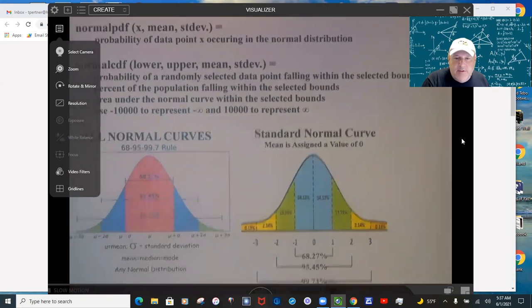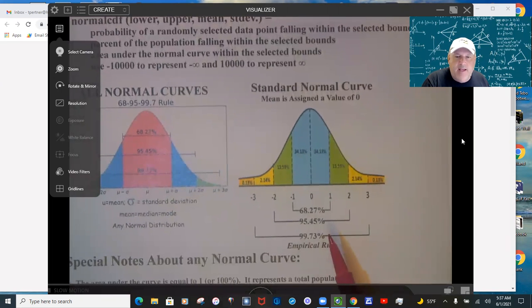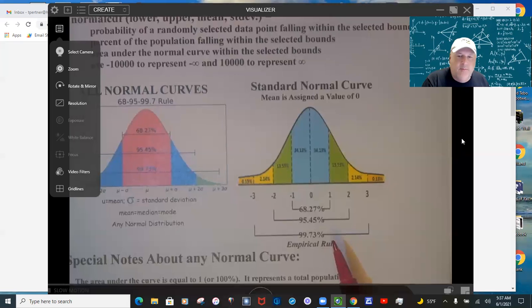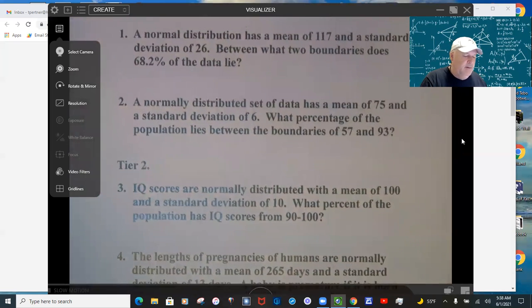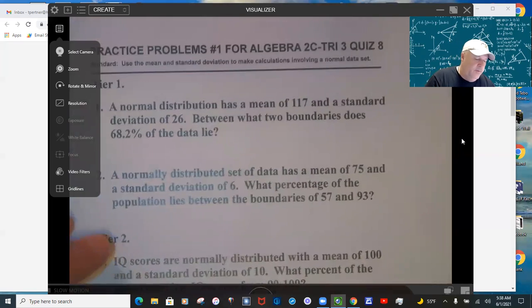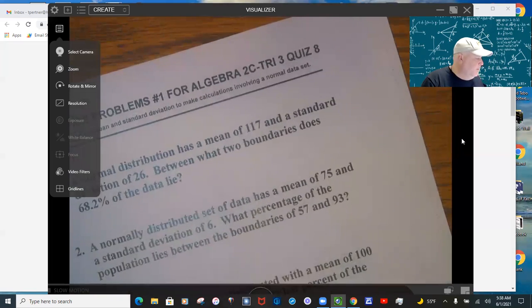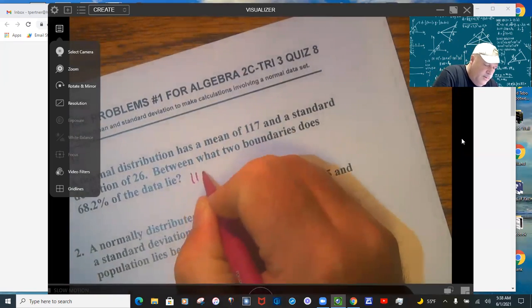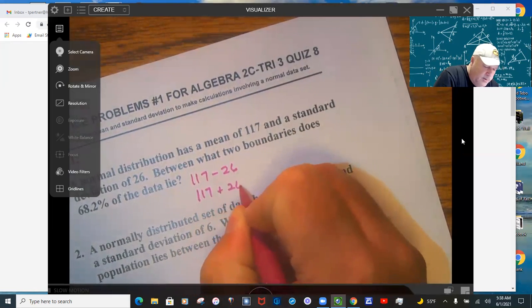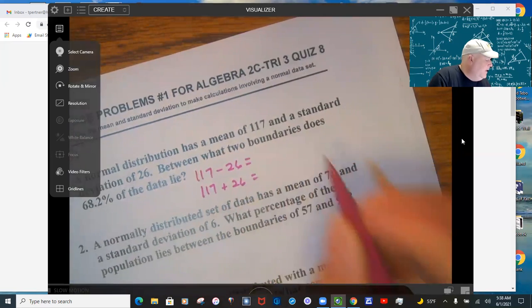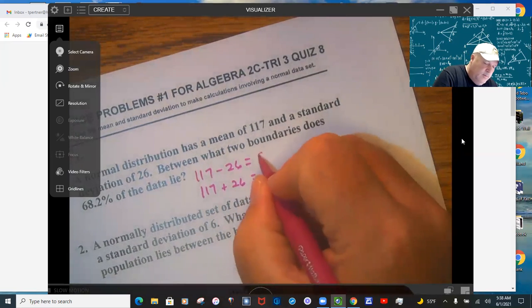So if you're given the percentage, that tells you how many times to add and subtract the standard deviation from the mean. If you're given the boundaries, then you have to figure out how many times the standard deviation was added and subtracted from the mean, and that's question 2. So this is one time. So that's what we're doing with the standard deviation. We're subtracting it and adding it one time. And that gives us 91 and 143.